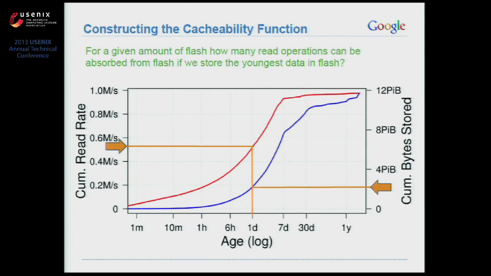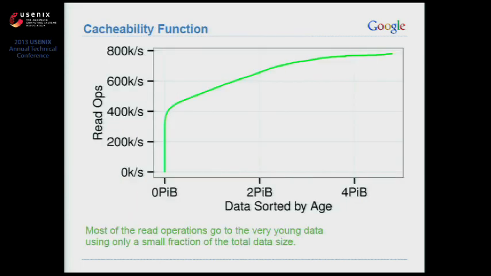go to this data. So we have done this now for one data point, for one amount of flash on the right side. If we would do this for all, we would get a function like this one. This is a cacheability function, so it shows us, for the amount of data, how many read operations go to the youngest data of this workload. Very characteristic is this steep step at the beginning: you need to move only very little data to flash, and you get a lot of read operations handled from flash.